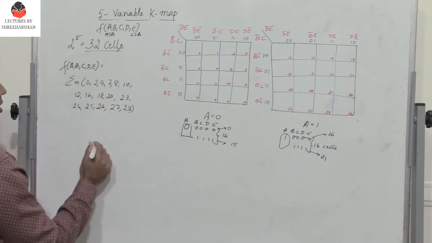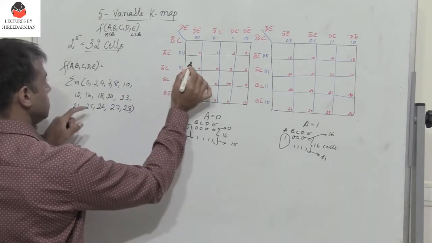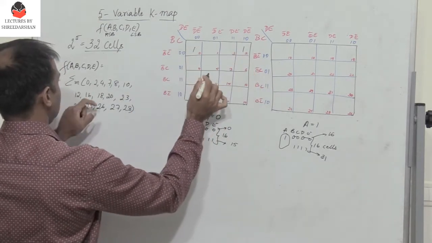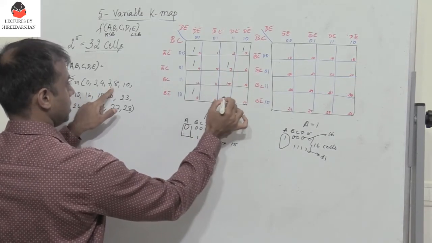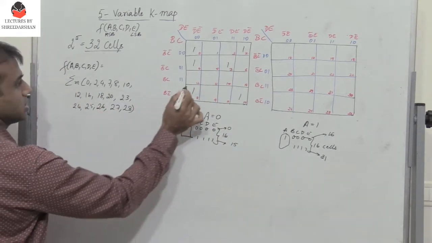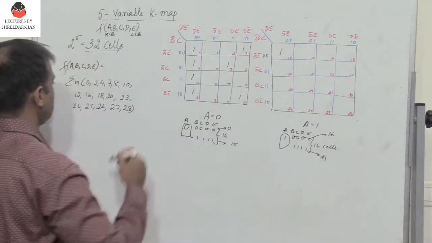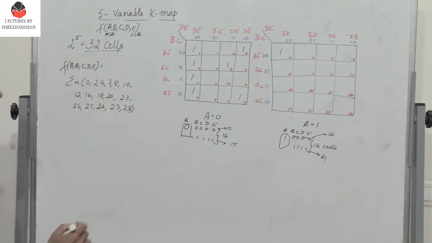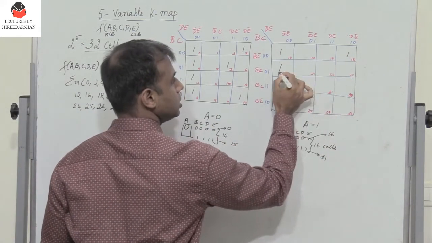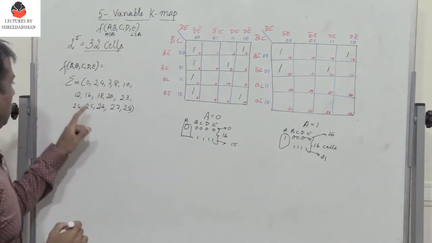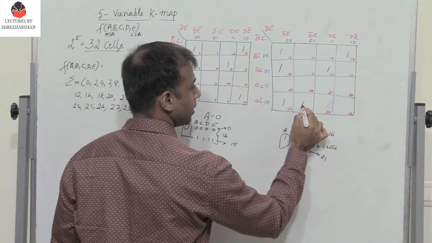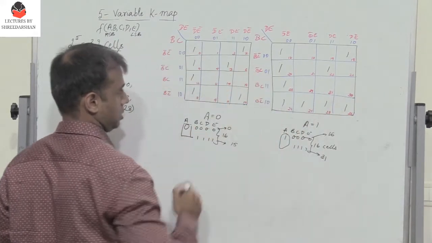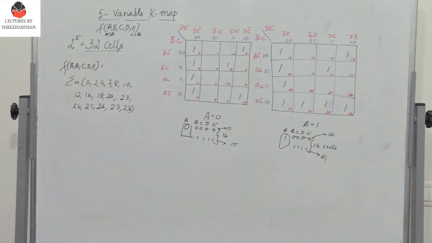So let me write the values. I have a 1 for 0, for 2, and then for 4, 7, 8, 10, and then I have 12, 16, 18, 20, 23, 24, 5, 6, 7 and 8. Alright, so this is what I get. So now I need to simplify this.